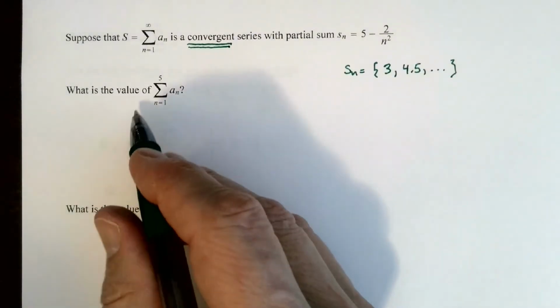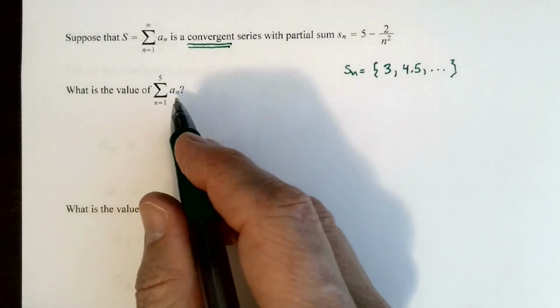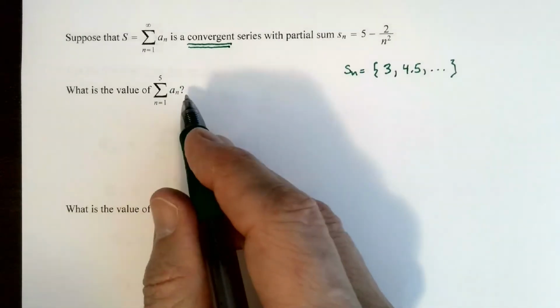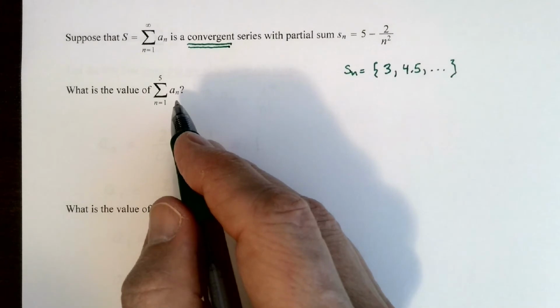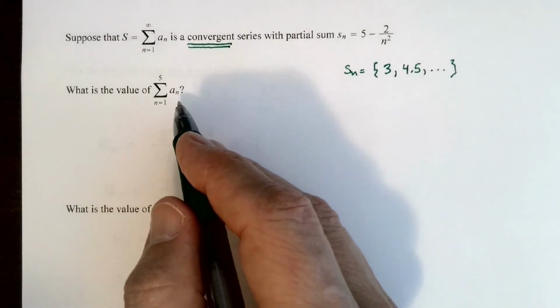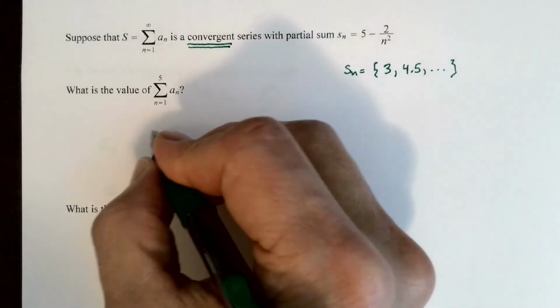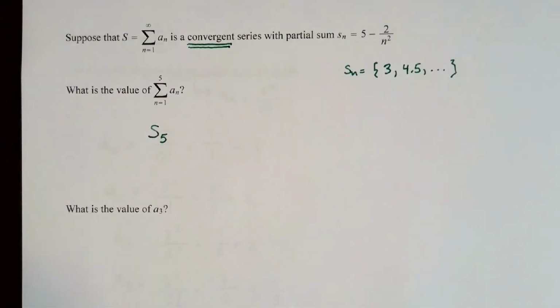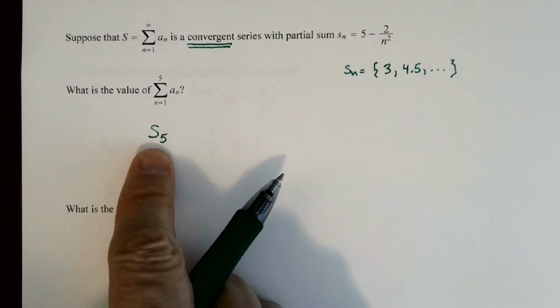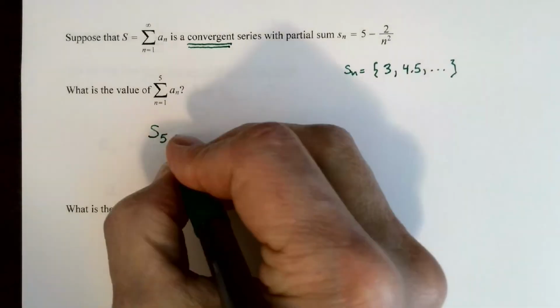Okay, so what is the value of the sum from n equal 1 to 5 of a sub n? This is the sum of the first 5 terms in our series. That's a sub 1 plus a sub 2 and so on. That's simply S sub 5. It's the fifth term in the sequence of partial sums, right?